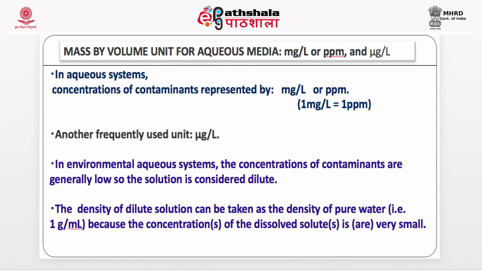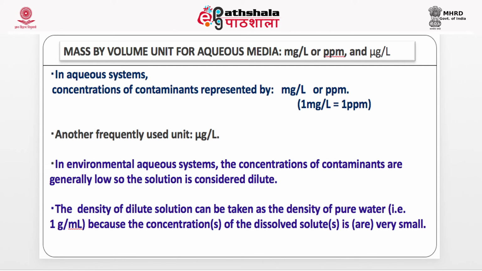Mass by volume unit for aqueous media. Now this is also a very popular unit in water pollution: microgram per liter or ppm. ppm in aqueous solutions is equal to milligram per liter. Okay? In aqueous systems, ppm is preferred and widely used for representing concentrations of contaminants.